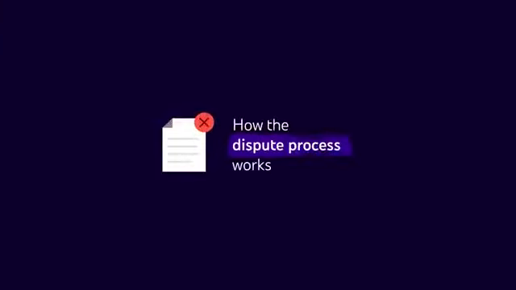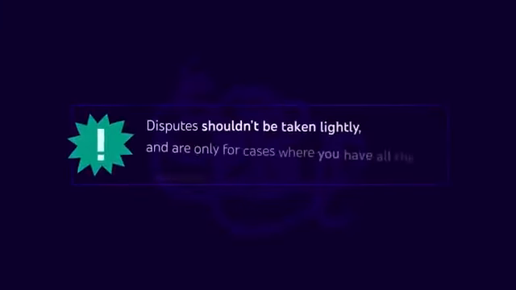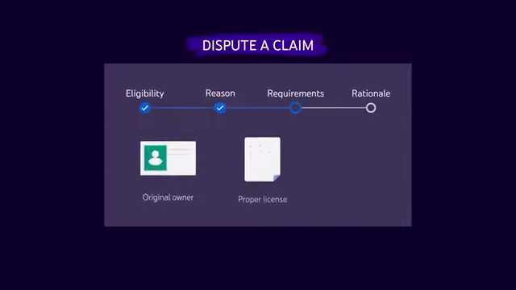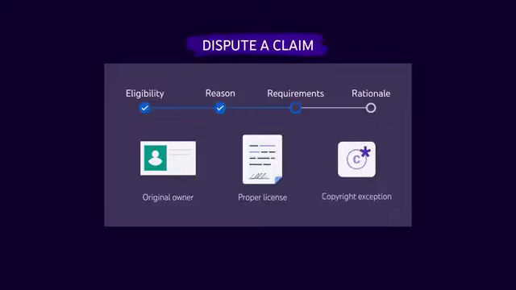So now, let's take a quick look at how the dispute process works. As always, disputes shouldn't be taken lightly and are only for cases where you have all the necessary rights to the content in your video. Once you're sure you want to dispute, you'll be led through a flow with 4 steps: eligibility, reason, requirements, and rationale. These steps help check to ensure you have a valid reason to dispute, such as you being the original owner or having the proper license, or that your use of the claimed content falls under a copyright exception like fair use.